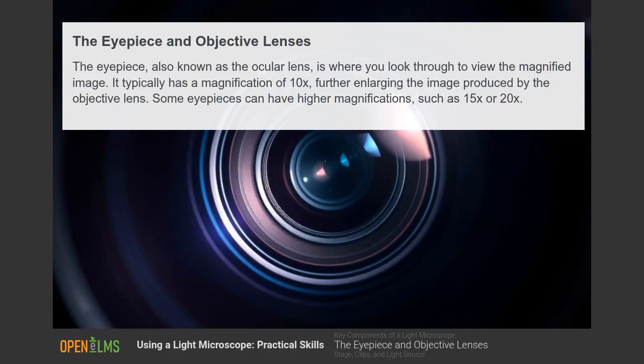The eyepiece and objective lenses. The eyepiece, also known as the ocular lens, is where you look through to view the magnified image. It typically has a magnification of 10x, further enlarging the image produced by the objective lens. Some eyepieces can have higher magnifications, such as 15x or 20x.